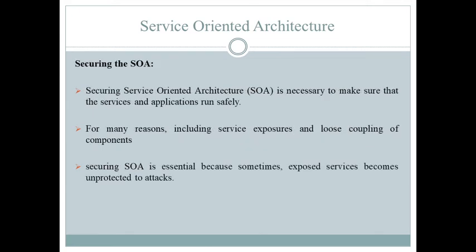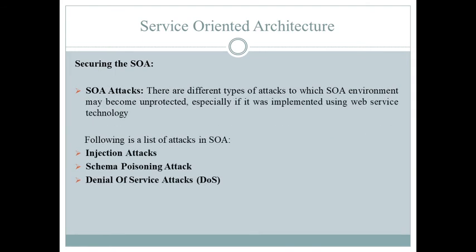Next, about securing the SOA. Security in SOA is necessary. We need to make it secure so that the services and applications will run safely. For many reasons, we need to consider the service exposure and loose coupling of components. In SOA, we need high security because it is exposed, and the services become unprotected against attacks. Because of the exposure, it is prone to attacks. So we need to secure the SOA by minimizing these kinds of attacks.